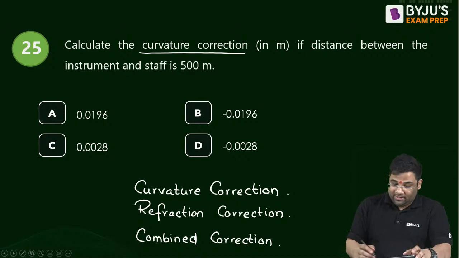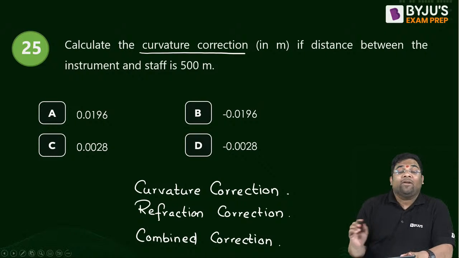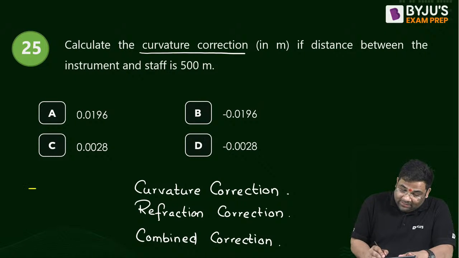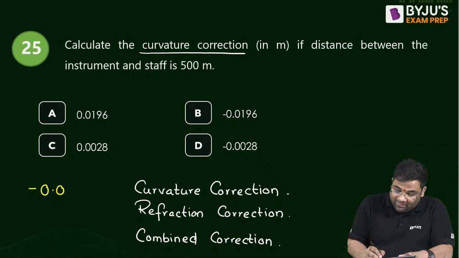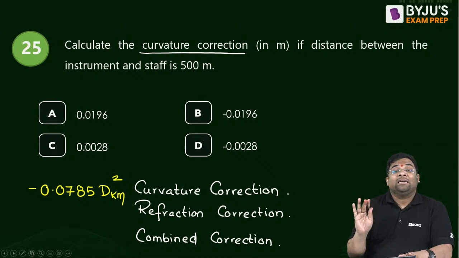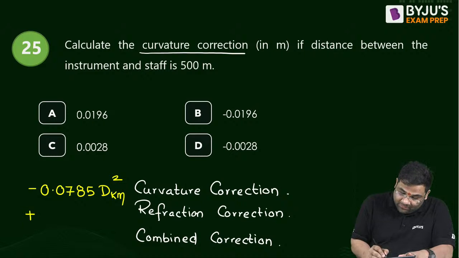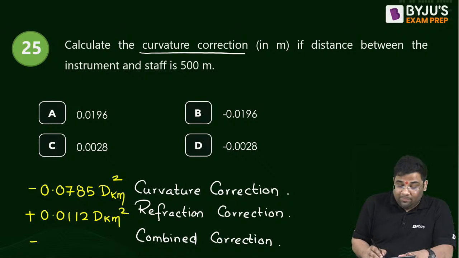So very, very good. Vivek has revised. Very good. You see, curvature correction. It is minus 0 point. Now Vivek has committed a very small mistake. Identify the mistake, Vivek. Okay. This is the curvature correction. And refraction is plus and 1 by 7th of curvature. So this becomes plus 0.0112 d kilometer square. So the combined one will be minus 0.0673 d kilometer square.